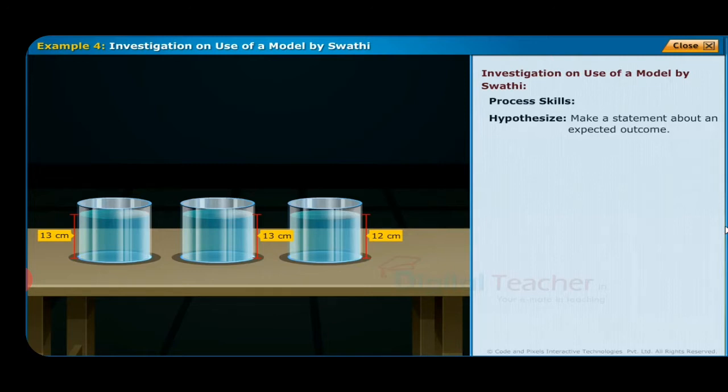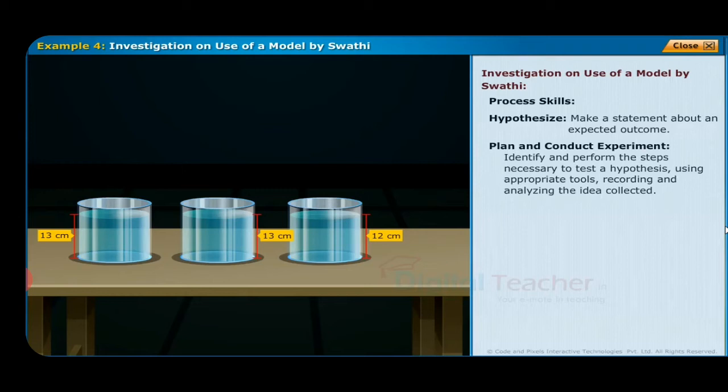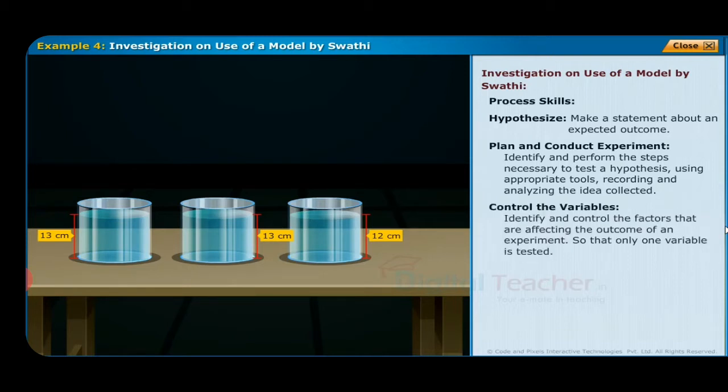Hypothesize: make a statement about an expected outcome. Plan and conduct experiment: identify and perform the steps necessary to test a hypothesis using appropriate tools, recording and analyzing the data collected. Control the variables: identify and control the factors that are affecting the outcome of an experiment so that only one variable is tested.